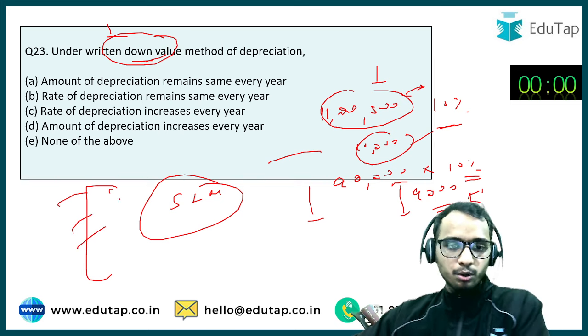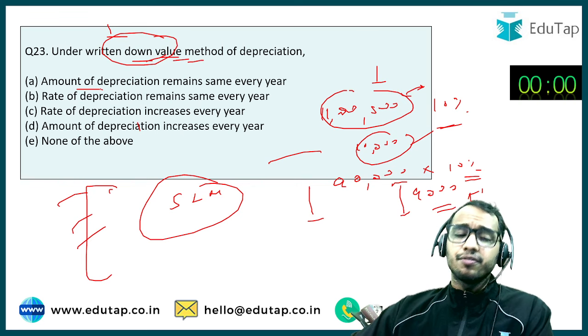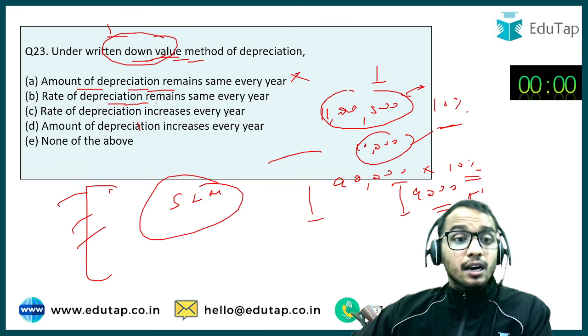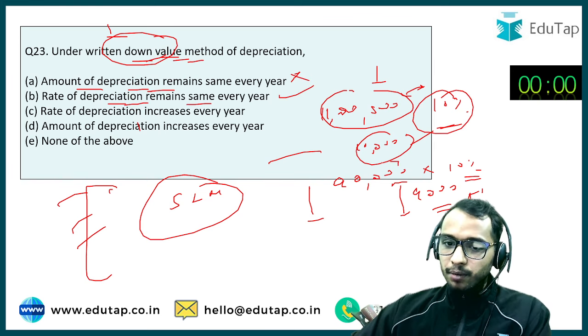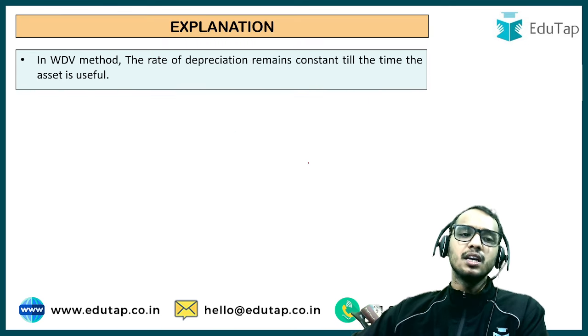Got the logic? Okay, the question says, under written down value method of depreciation, first option, amount of depreciation remains same. No, it is incorrect. Rate of depreciation remains same every year, yes, it is correct. Rate is 10%, but you are charging it on the 90,000, on the carrying amount. So option number B would be the correct answer here.